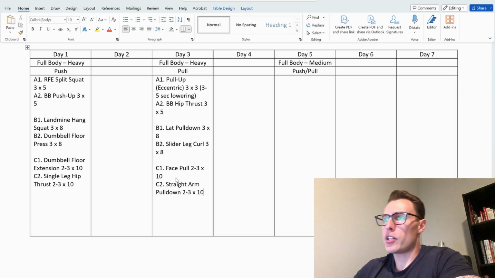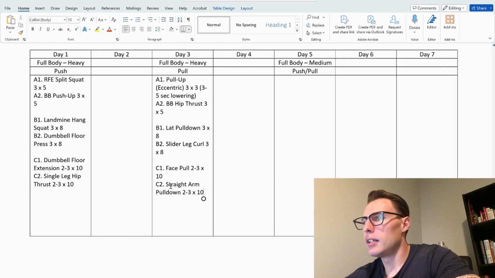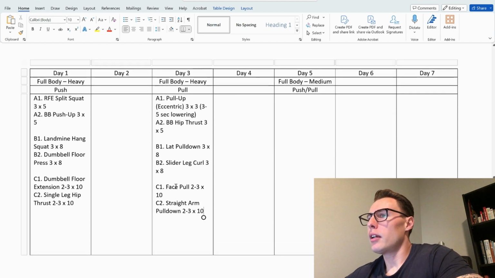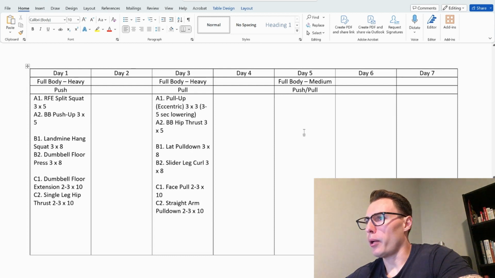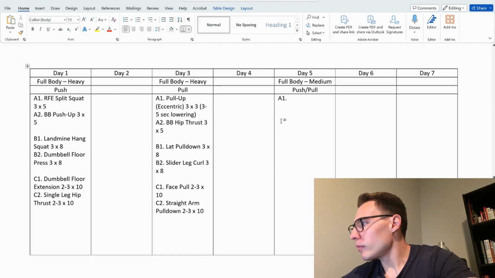Or if we want to do something that's maybe a little bit more core focused, we can do something like a dead bug variation or something along that nature. So that's the full body pull workout. And now we've got the 2 heavy sessions, the push and the pull, taken care of. Let's dive into the medium session, or the push pull session.